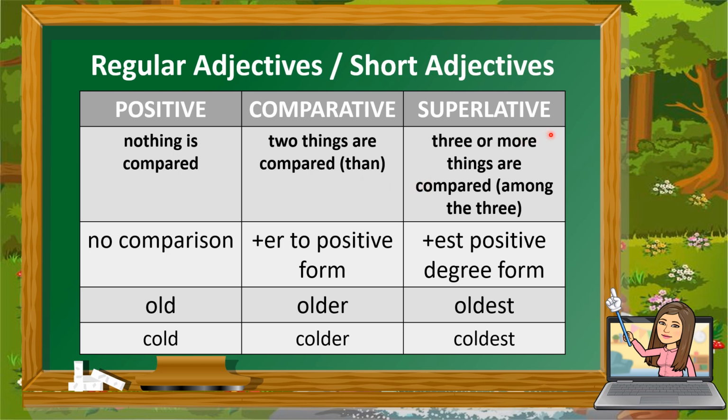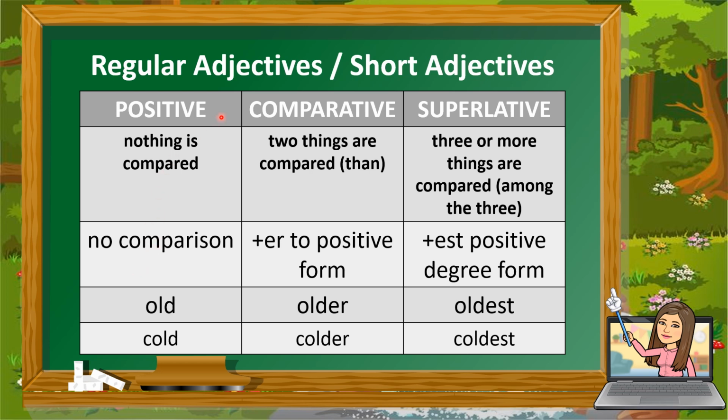Alright. Next one, superlative degree. 3 or more things are compared in superlative degree. There are also clues like among the three or among them. Okay, so of all. So those are some of the clues. Okay, so let us move on to the next row.